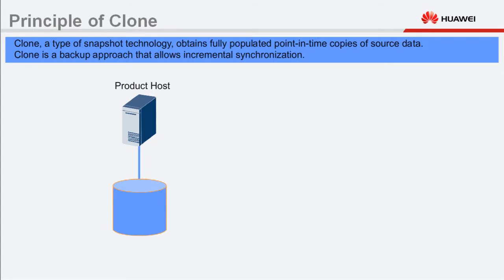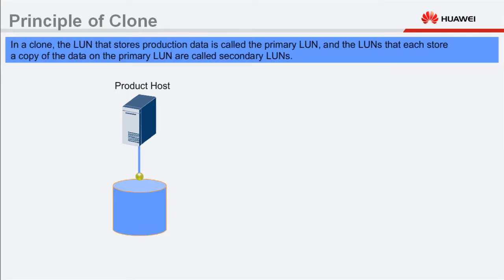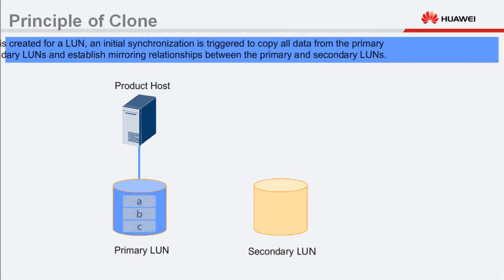Clone, a type of snapshot technology, obtains fully populated point-in-time copies of source data. Clone is a backup approach that allows incremental synchronization. In a clone, the LUN that stores production data is called the primary LUN, and the LUNs that each store a copy of the data on the primary LUN are called secondary LUNs.